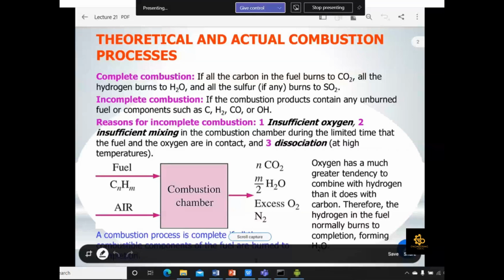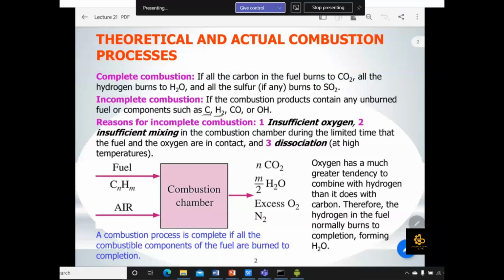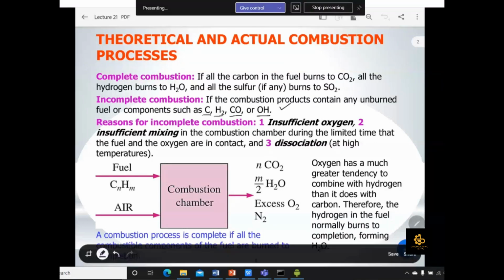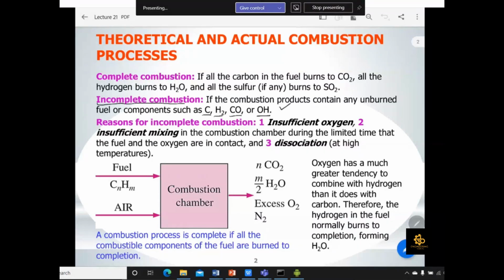If there is unburned fuel, for example, if the carbon is not completely burned and appears in the product side, it means it is an incomplete combustion. If we have carbon, H2O, carbon monoxide, and OH on the product side, it is called incomplete combustion.